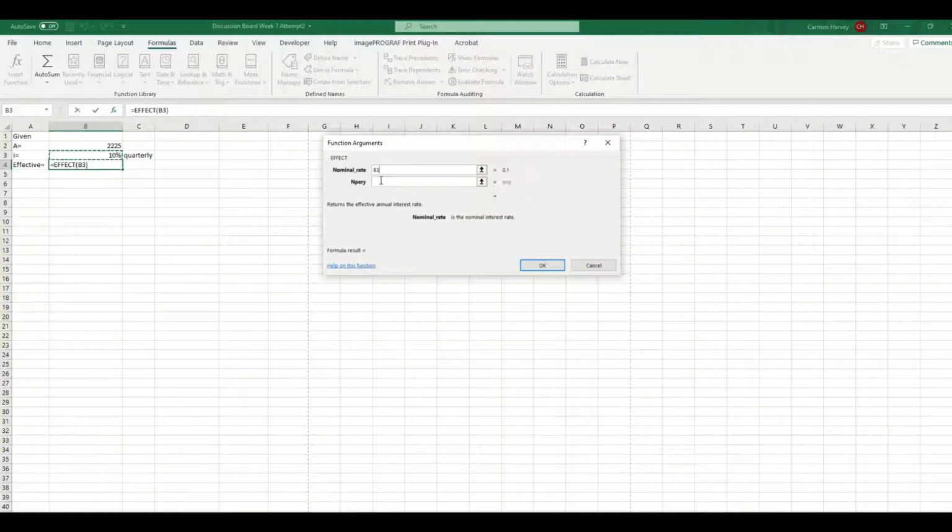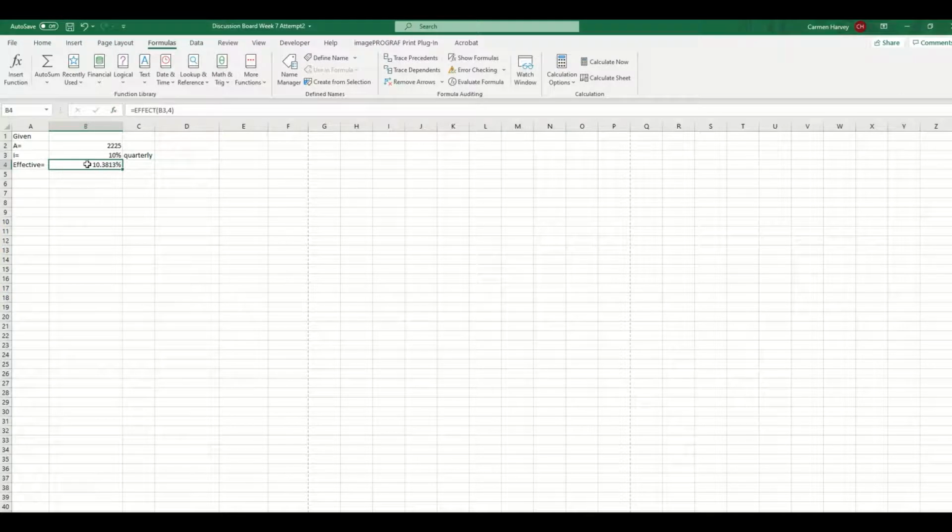And then for N, that's asking how many, if you click right here, it tells you the number of compounding periods per year. Since this is quarterly, it's going to be compounding 4. So that gives you your effective interest rate. We want to list our N, which would be starting out as 6, and you'll see that here in just a moment.